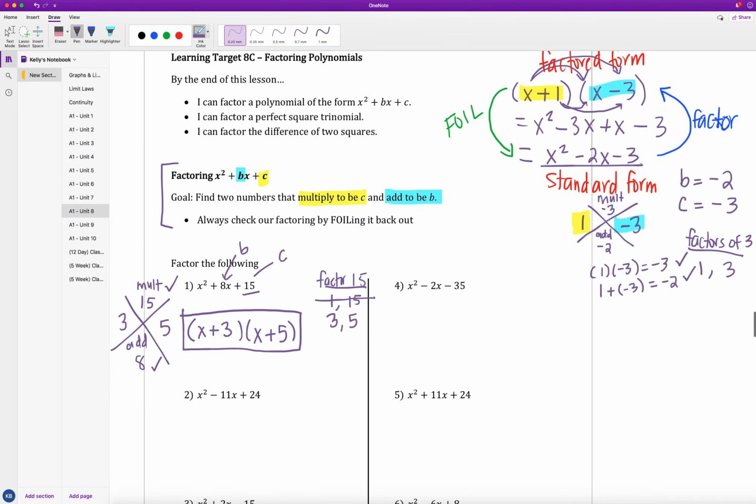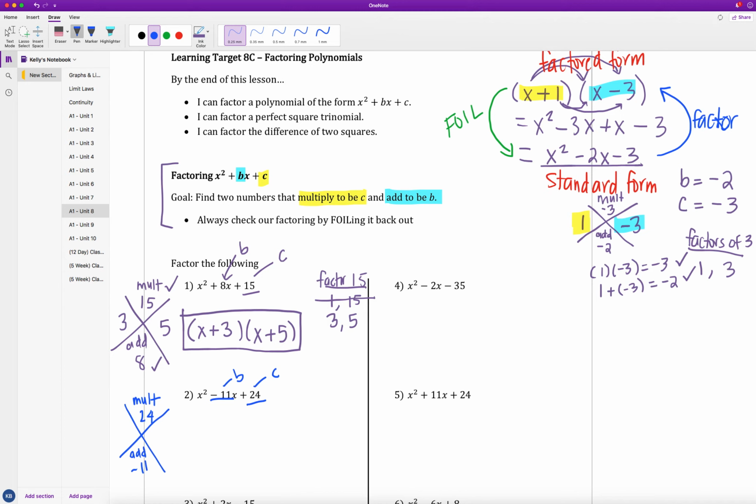Let's look at example 2. So example 2 says x squared minus 11x plus 24. I want you guys to pause the video and decide what is your b value and what is your c value. So here our b value is going to be negative 11 and our c value is going to be positive 24, which means in my x game setup or organization over here, I'm looking for two numbers that multiply to be positive 24 and add to be negative 11.